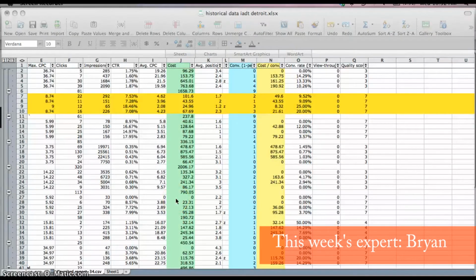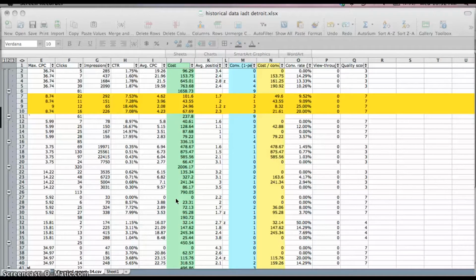Today, we'll be talking about finding the right average position for keywords. Sometimes, you may find that for reasons unknown, keywords defy conventional wisdom and perform better in either a much higher or much lower position.